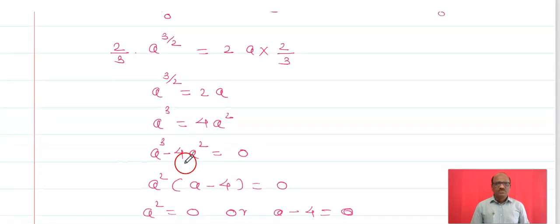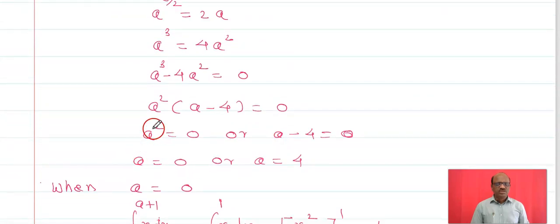Therefore a cube minus 4a square is equal to 0. A square into (a minus 4) is equal to 0. Therefore a square is equal to 0 or a minus 4 is equal to 0. Therefore a is equal to 0 or a is equal to 4.